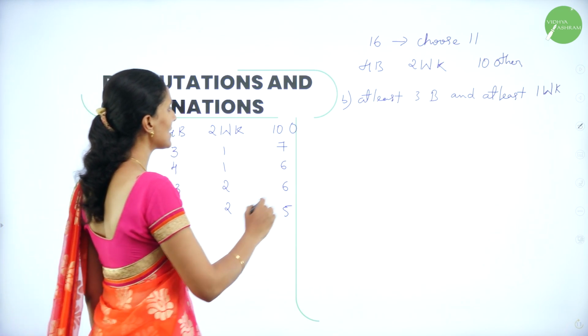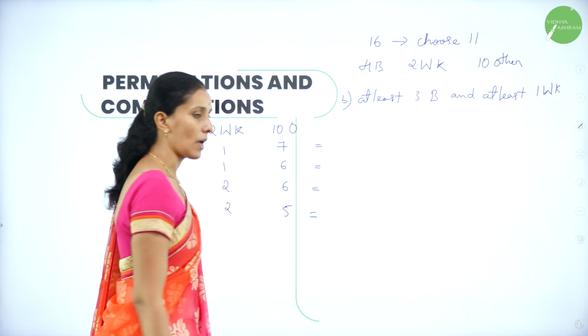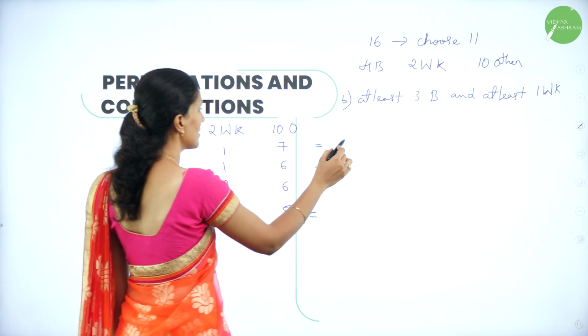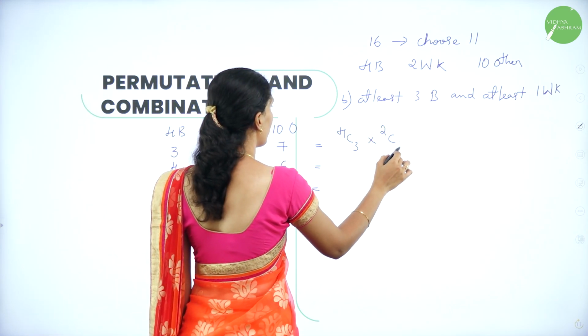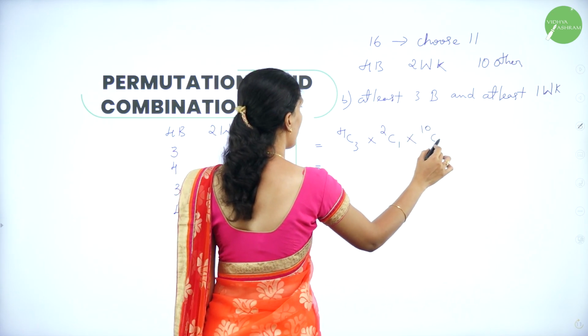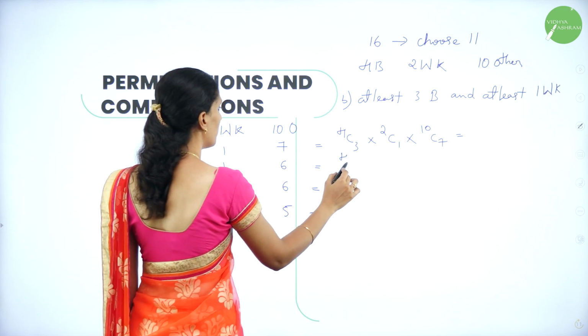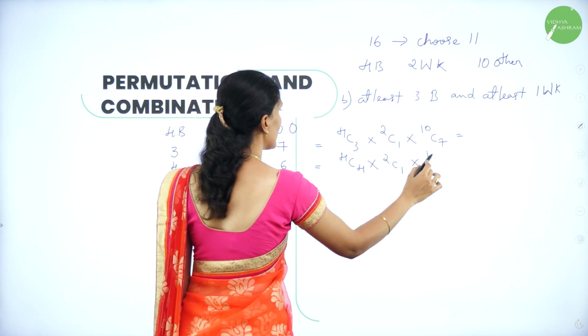So how do we write this in terms of combination? We write all these and sum them up. So 4C3 into 2C1 into 10C7. Next, 4C4 into 2C1 into 10C6.